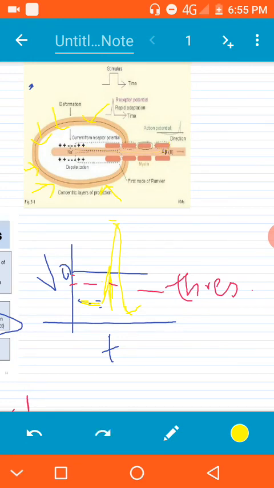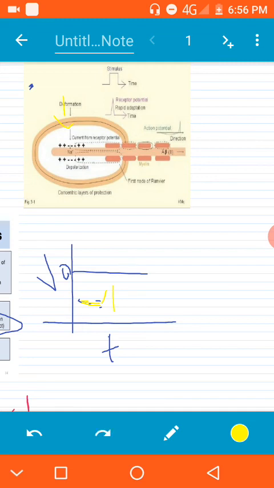I would like to do that. Temporal summation, with the basic concept. Okay, there is an upstroke here. Okay, then I give another stimulus before this dies down. This will usually die down.